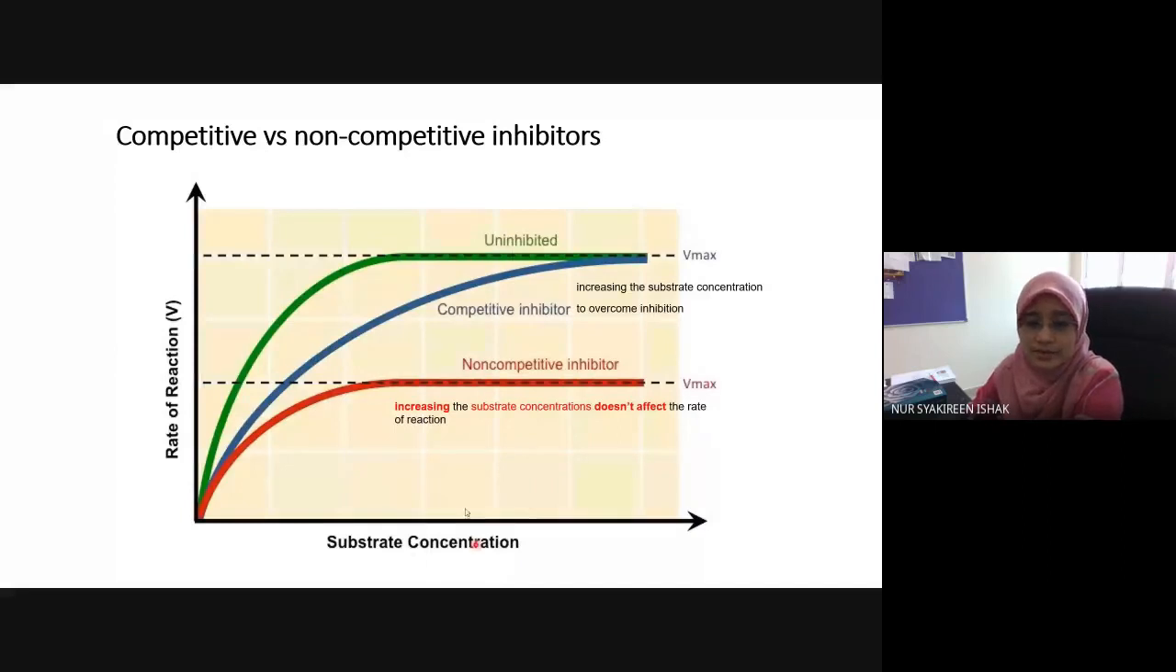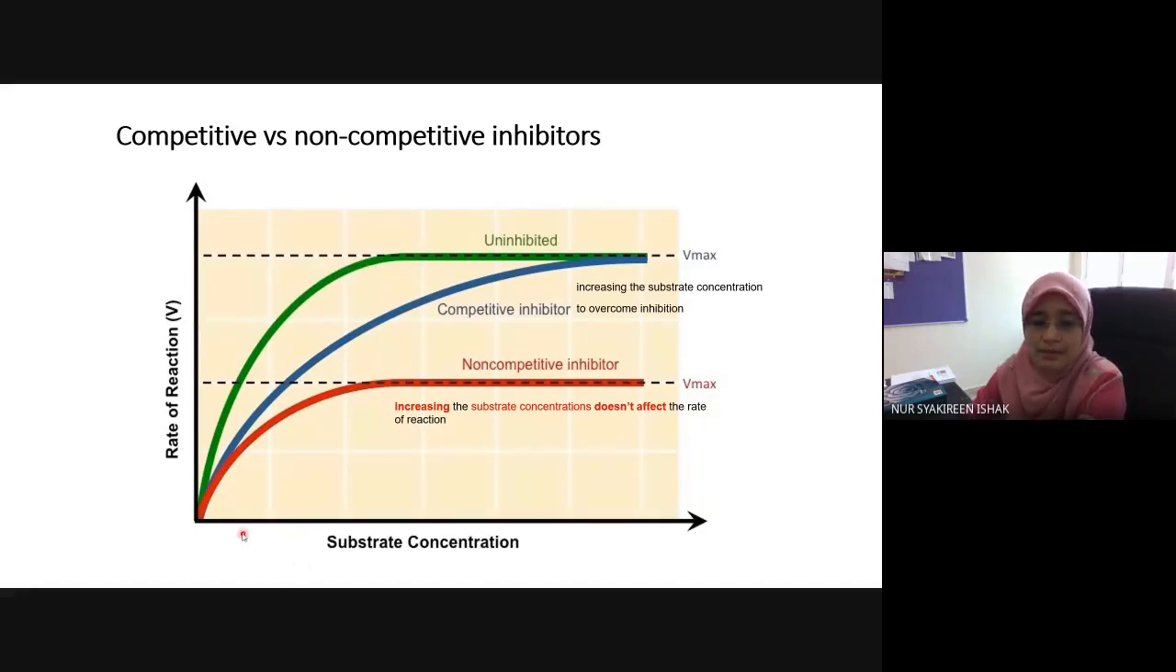So this graph shows you the different types of enzyme reaction. The y-axis shows you the rate of reaction, and the x-axis is substrate concentration. So you add more substrate to the reaction. The green graph here shows you the normal reaction, without the presence of any inhibitors. As you can see, the rate of reaction occurs really fast and reaches the maximum velocity really quickly.